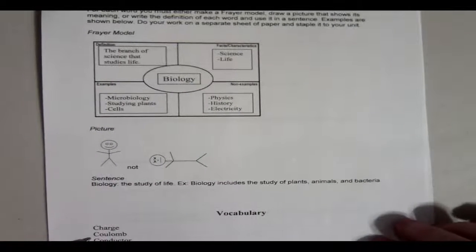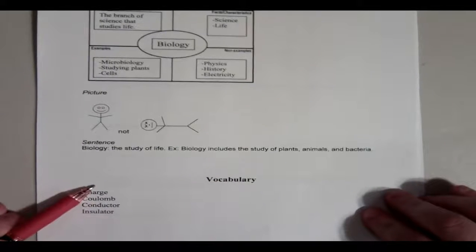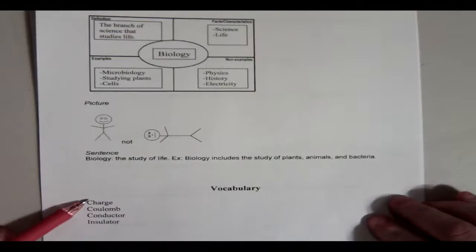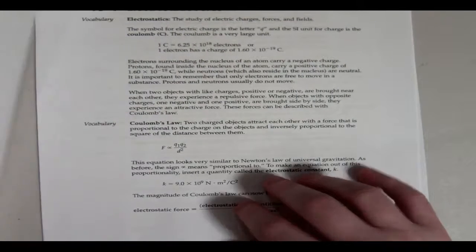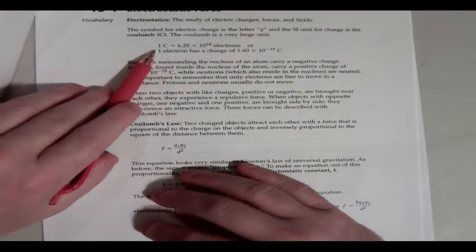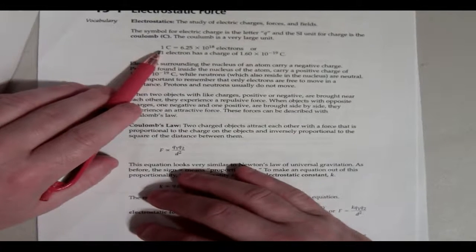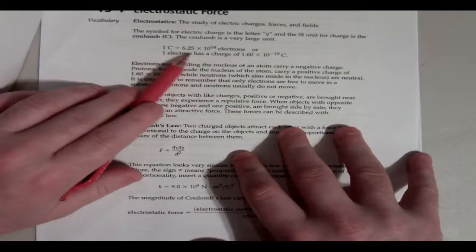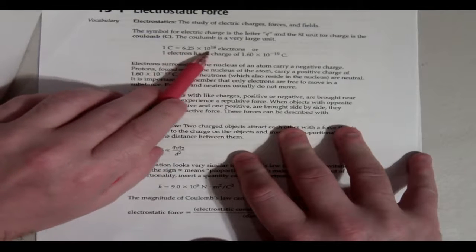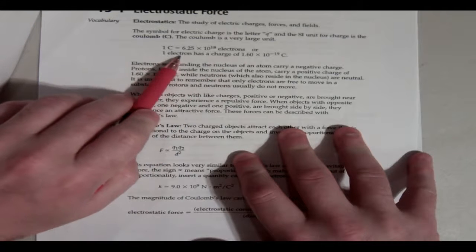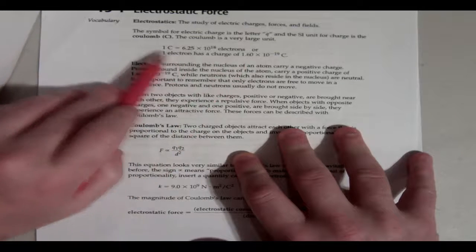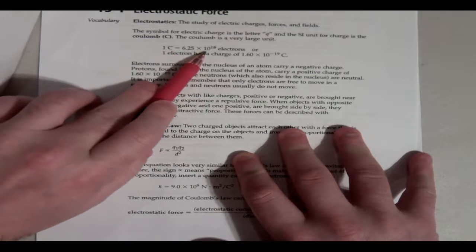The next word in your vocabulary is Coulomb. Now, Coulomb is related to our unit Q. Coulomb is essentially just a bag of electrons, right? So 1 Coulomb is 6.25 times 10 to the 18 electrons, okay? So a Coulomb is just a whole bunch of electrons. So this is the charge of 1 electron. A Coulomb is this many electrons. It's a very, very big number.